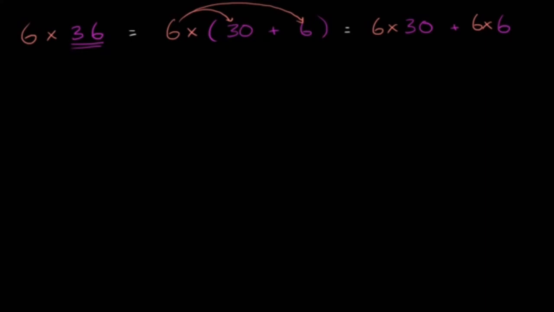Now, why is this useful? I'm going to put parentheses to emphasize we're going to do the multiplication first. In general, when you see multiplication and addition in a row like this, and division, you want to do your multiplication and division first, then do your addition and subtraction. So what's 6 times 30? Well, this is easier to calculate. 6 times 3 we know to be 18, so 6 times 30 is going to be 180. And 6 times 6, well, we know that's going to be 36. So this is going to be 180 plus 36.